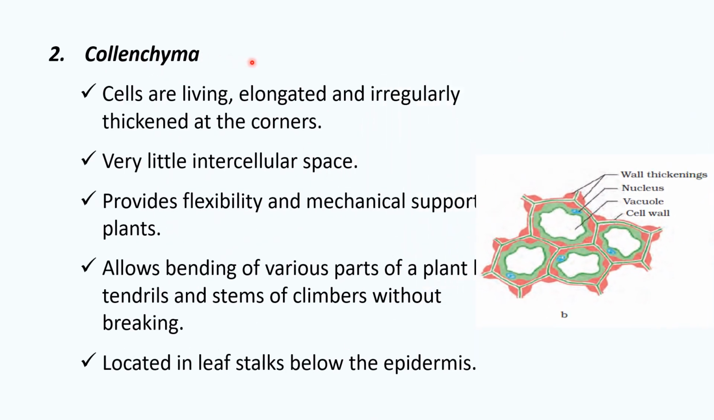The second type of simple permanent tissue is collenchyma. Collenchyma cells are also living. They are elongated and irregularly thickened at the corners. आप देखोगे कि इनके वॉल पे कॉर्नर्स में वॉल थिकनिंग पाई जाती है. ओके, देयर इज वेरी लिटिल इंट्रासेल्युलर स्पेस. दो सेल्स के बीच में स्पेसेस नहीं है, बहुत कम है. अनलाइक द पेरेनकाइमा सेल्स. ठीक है, they provide flexibility and mechanical support to the plants.